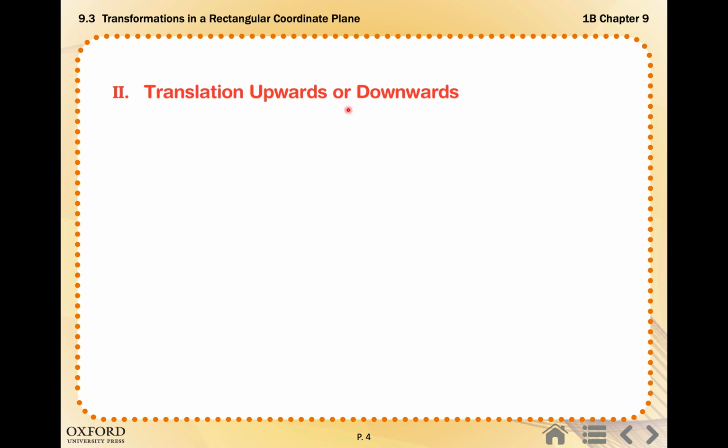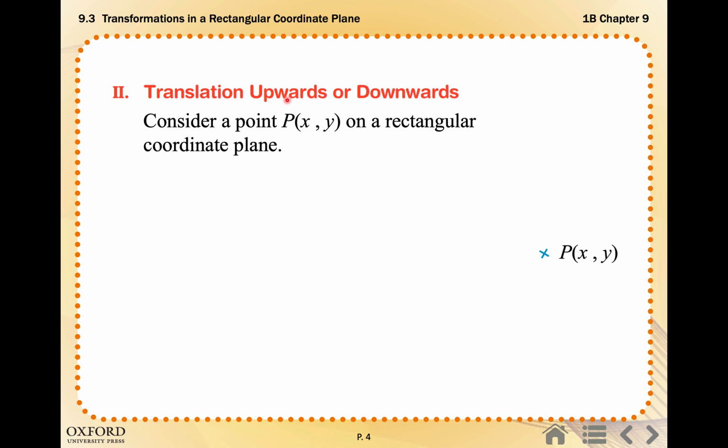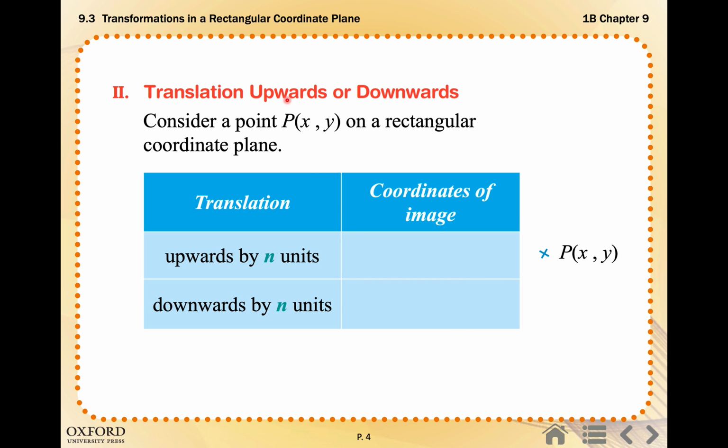Then if it is moving up or down, the x coordinate will not be changed. Okay, so let's look at the point again. For example, the point P, let it be (x, y). If it is going up for n units, can you see that only the y coordinate will change, because they are lying in the same vertical line. So their x coordinate will not change after such a translation.